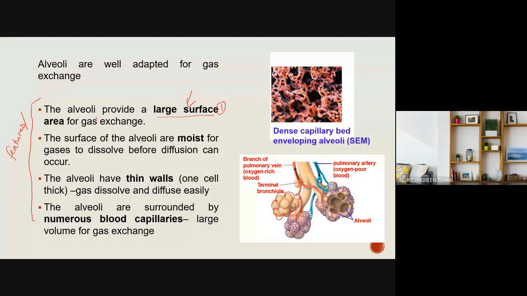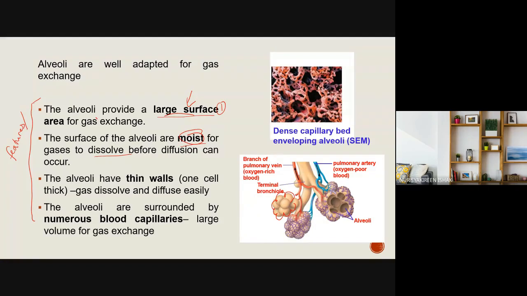And then second, the surface of the alveoli are moist. Okay, so this is the requirement for a respiratory surface. Large, moist, for gases to dissolve before diffusion can occur. So oxygen goes from the airspace within the alveoli and then into the blood capillaries, into the blood in the blood capillaries.